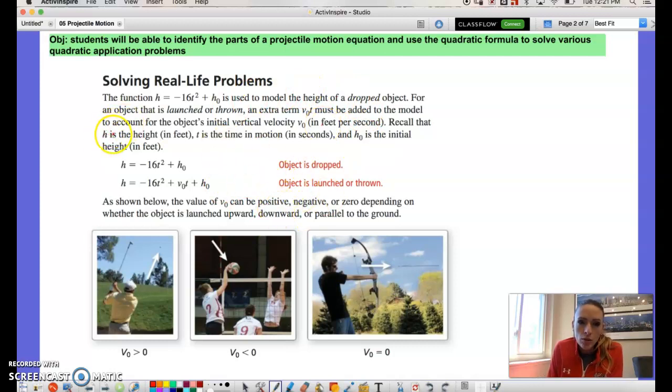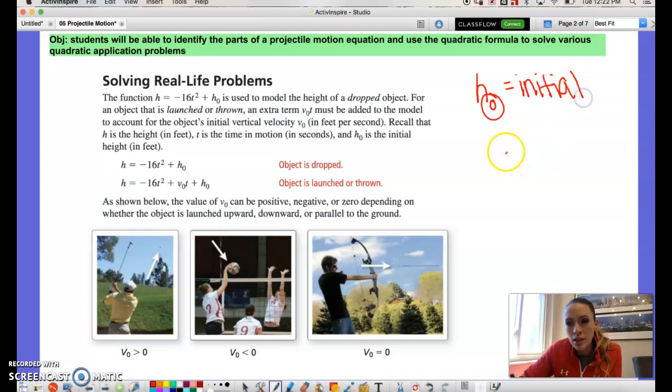When we're solving real life problems using the quadratic formula, we can talk about something like projectile motion. This is just an excerpt from your book. We have a function that is h equals negative 16t squared plus h naught. Whenever you see a variable with a subscript zero, it's pronounced naught. Usually what this naught means is that it's initial. It's always going to mean initial. So in this case, it's initial height.